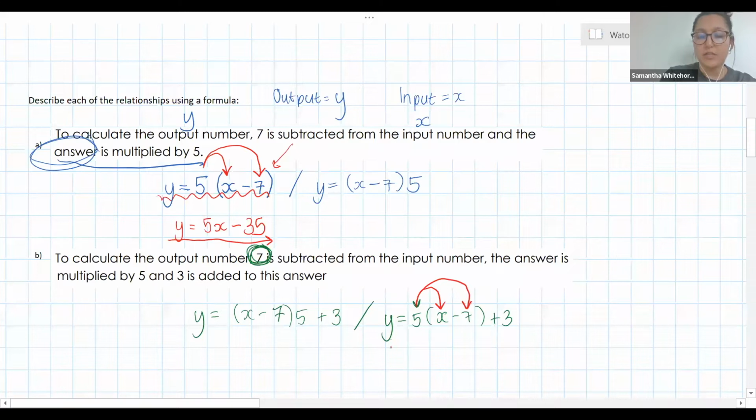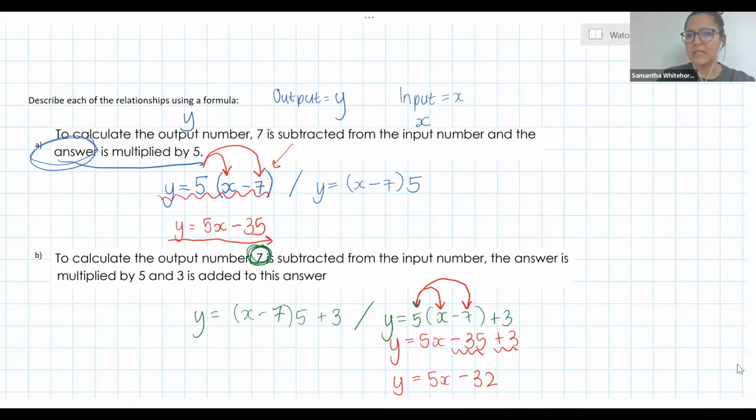So we know that this would give us y is equal to 5x minus 35, but now I have that plus 3. And we see that we've got like terms here. And so this simplifies to y is equal to 5x minus 32. But all three of these mean exactly the same thing.